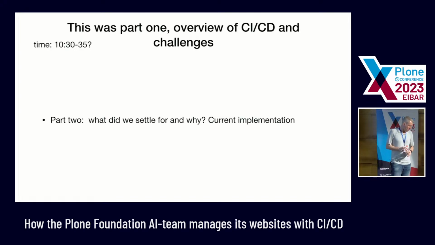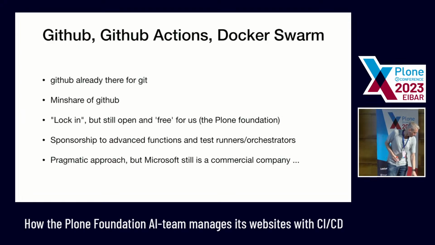Fine. So what did we settle for and why? Like I said, we had some things to consider. We've settled for GitHub, GitHub Actions, and Docker Swarm. GitHub was already there for quite a few years for our software version control. There was the mindshare of GitHub already there. We used to have our own SVN, Plone.org repository. Does anybody remember CVS?